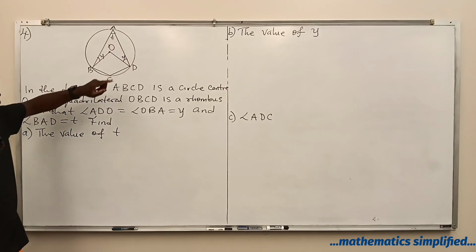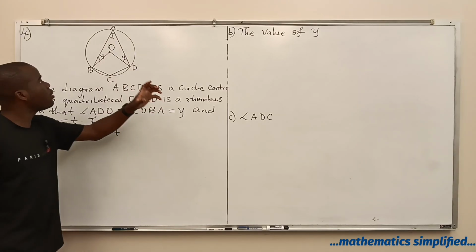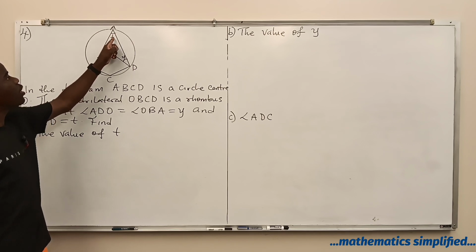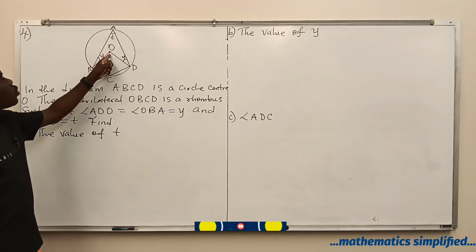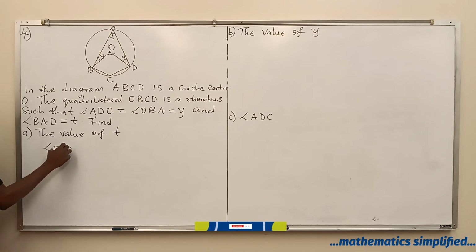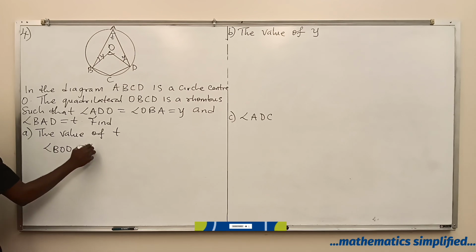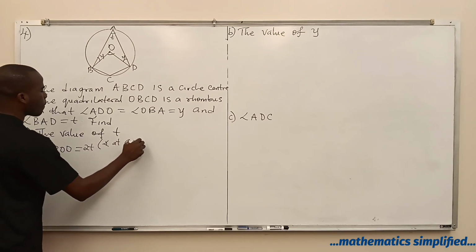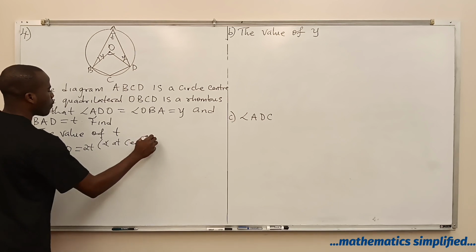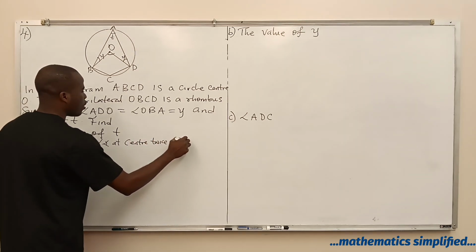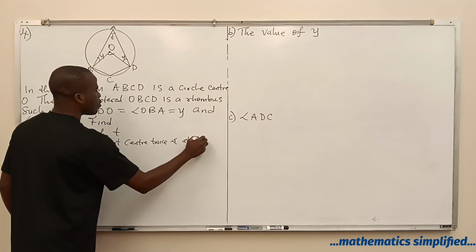How do we get T? We know from circle theorem that the angle at center is twice the angle at circumference. So if here is T, here is 2T. Angle BOD equals 2T. The reason: angle at center is twice angle at circumference.